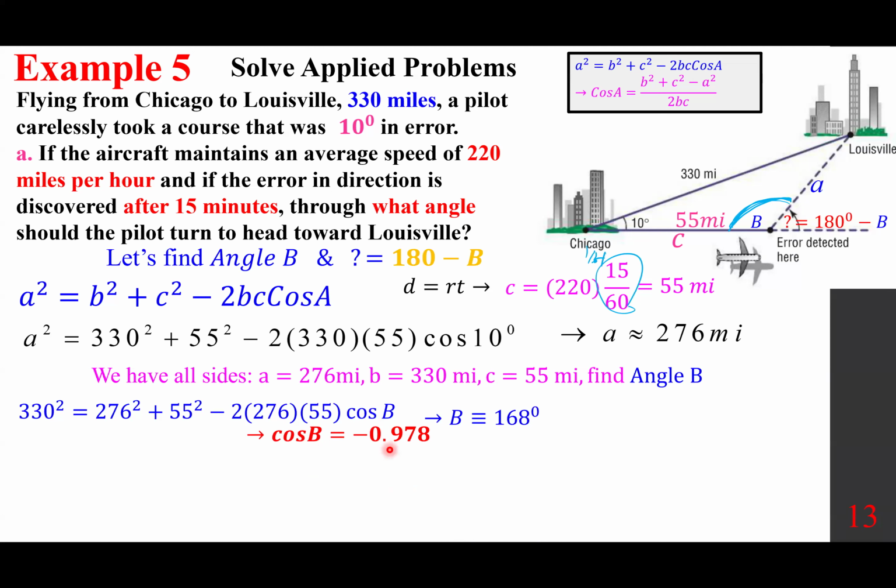What is the answer to the question? 180 minus B, 12 degrees. 180 minus B, 12 degrees. I hope it's clear to everybody.